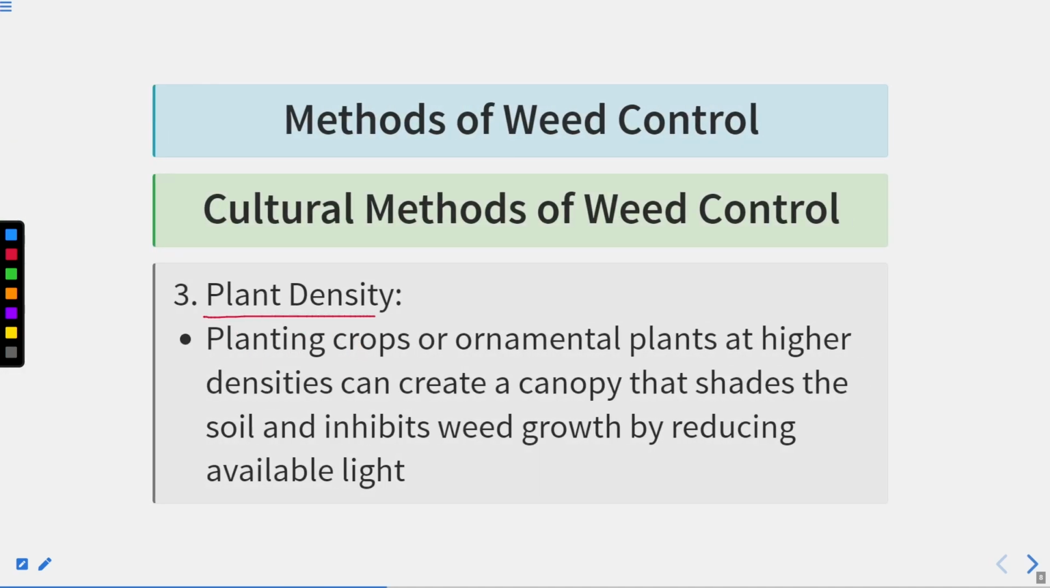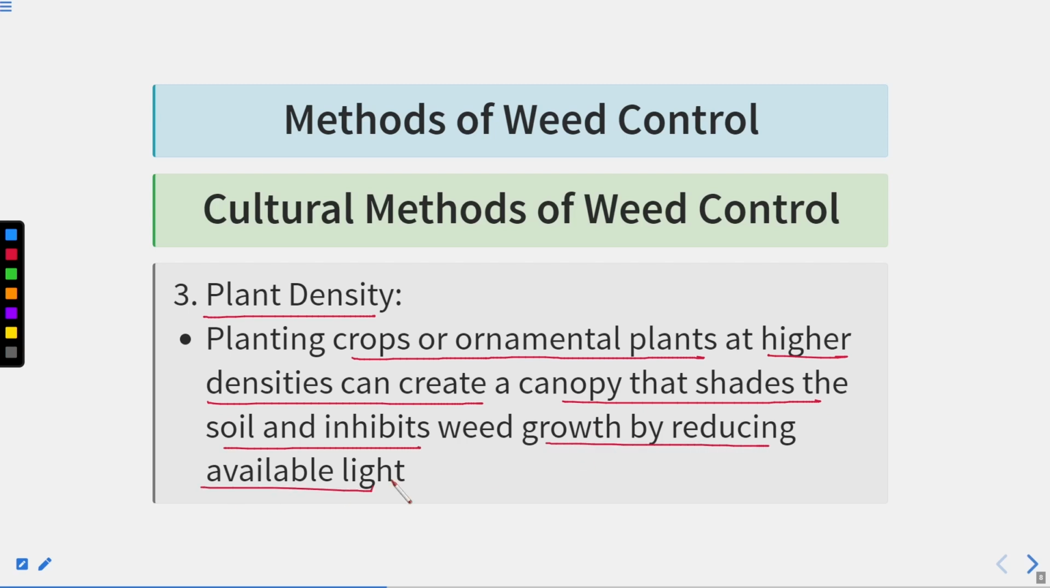Next, plant density. Planting crops or ornamental plants at higher densities can create a canopy that shades the soil and inhibits weed growth by reducing the available light. We can do this in the case of ornamental plants, where we can prepare some canopy, right? In that case, it does not allow the sunlight to reach the ground. And at the ground level, whatever weeds are present will not have proper growth, right? So it can inhibit weed growth by reducing the available sunlight.